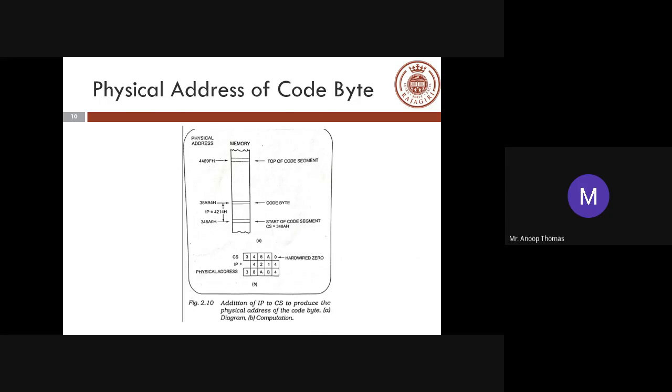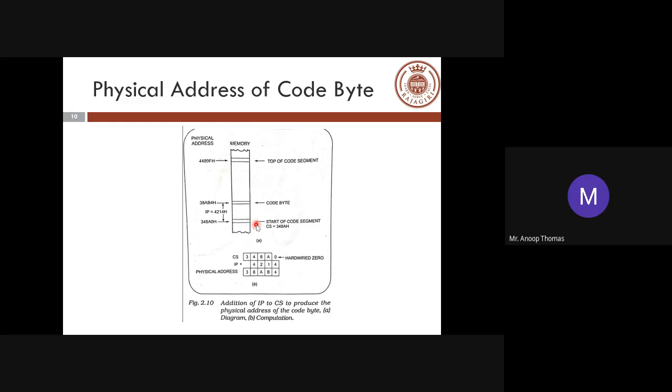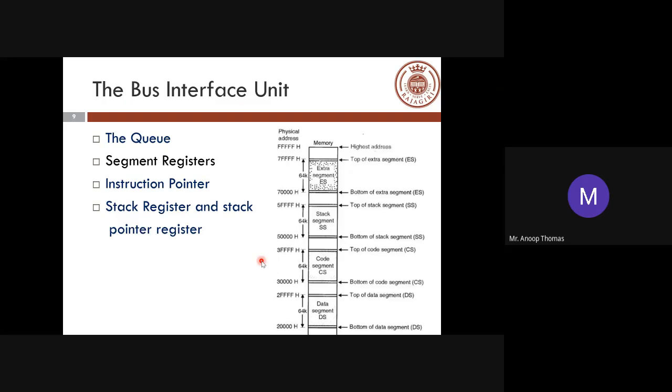So moving along, how do you calculate the physical address? Now you have different registers, you have different ways of dividing the memory. How do you calculate the physical address? This is being explained here for a code byte of a particular instruction which is getting executed. So you have the bottom or the starting address of the code segment given in your code segment register. The CS value, this 348A value, is from the code segment register, which will store the base address of your code segment. Changes can be made, but this is a standard way of dividing your memory.